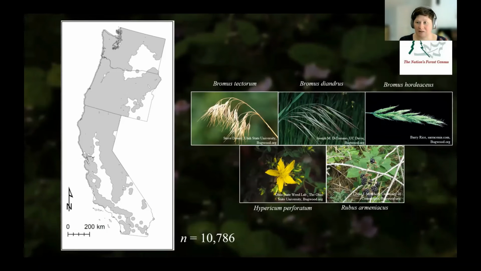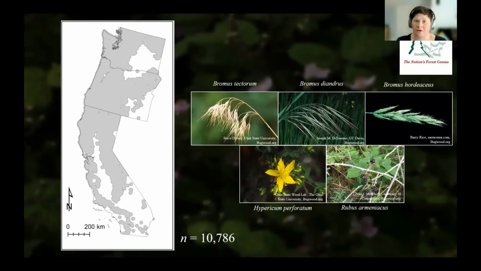And what we did is, throughout this network of plots, we looked for presence or absence of 5 really common invasive species. So we've got 3 Bromus species here, tectorum, diandrus, and hordeaceus, 1 forb, Hypericum perforatum, or St. John's wort, and then 1 shrub, Rubus armeniacus, or Himalayan blackberry. Using that understory data that's collected as part of this plot network, we can say, is the species present? And I should say the caveat here is at or above 3% cover. So we're calling this the presence of an infestation rather than a simple presence absence.